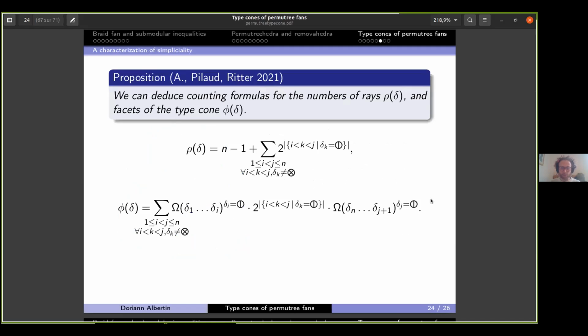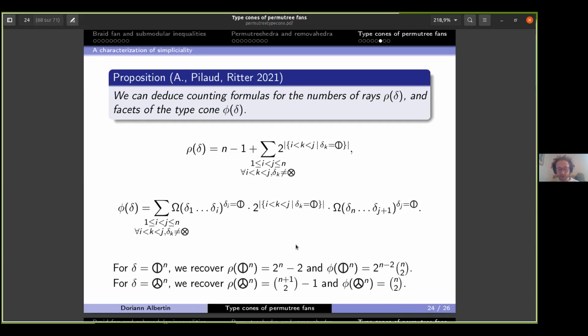One last remark, one last thing I want to point out is that this allows us to get some nice counting formulas for the number of rays of the permutree fan and the number of facets of the type cone. So recall the number of rays is the number of facets of the underlying polytope. This specializes still to quantities that were already known, so again, reassuring.